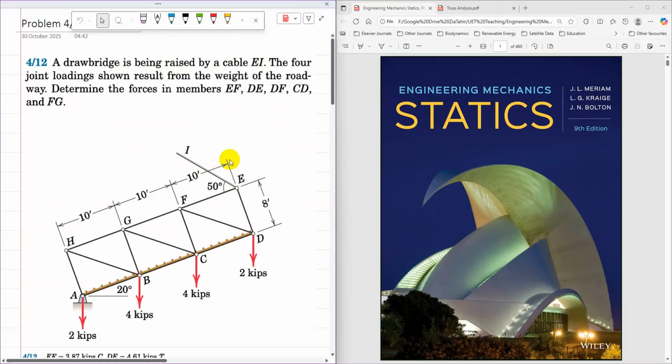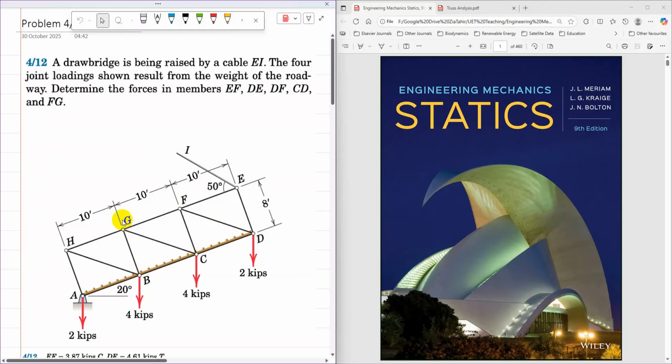So that is a bridge raised by cable EI. The four joint loadings shown result from the weight of the roadway. So these four joint loadings are 2 kip, 4 kip, again 4 kip and 2 kip. They show the weight of the roadway. Determine the forces in members EF, DE, DF, CD, and FG. So we need to find member forces EF, DE, DF, CD, and then FG.